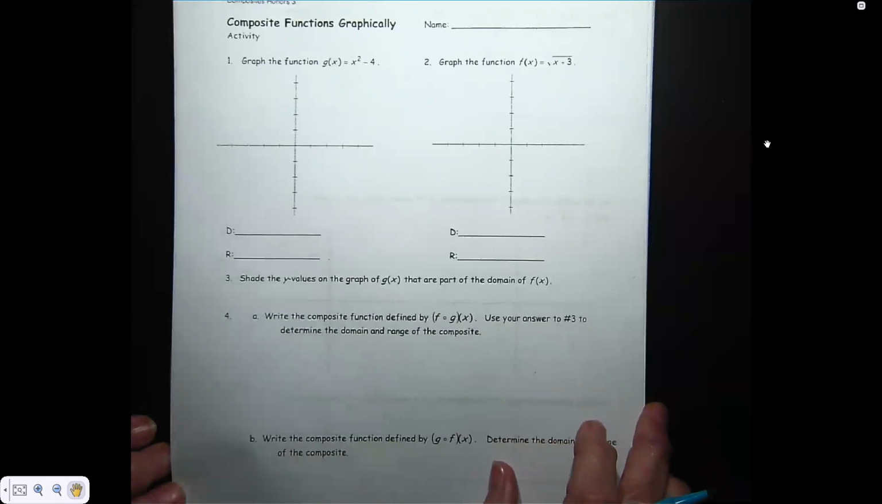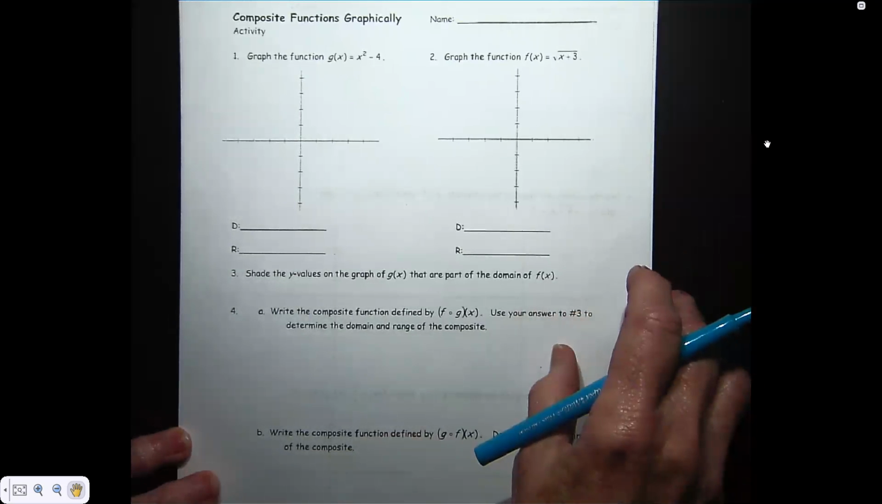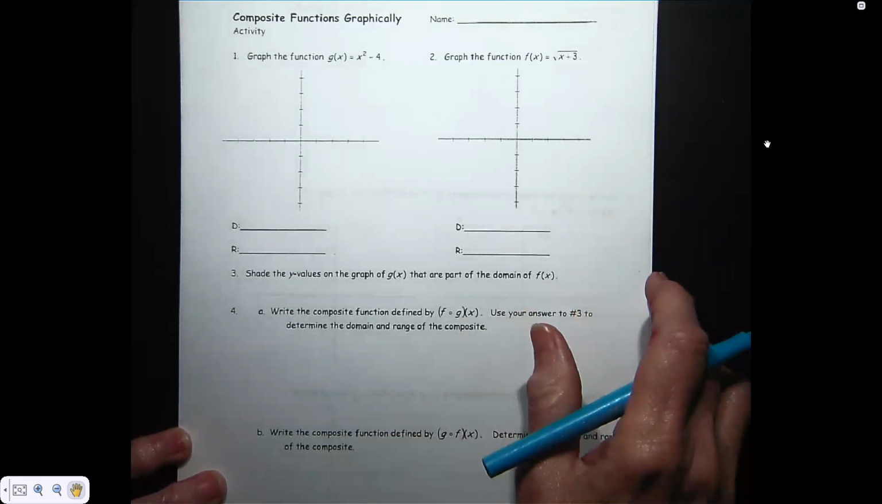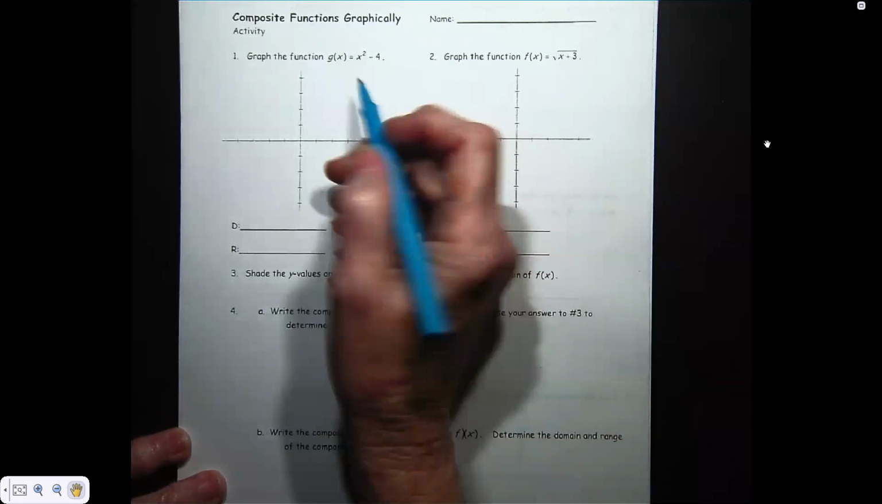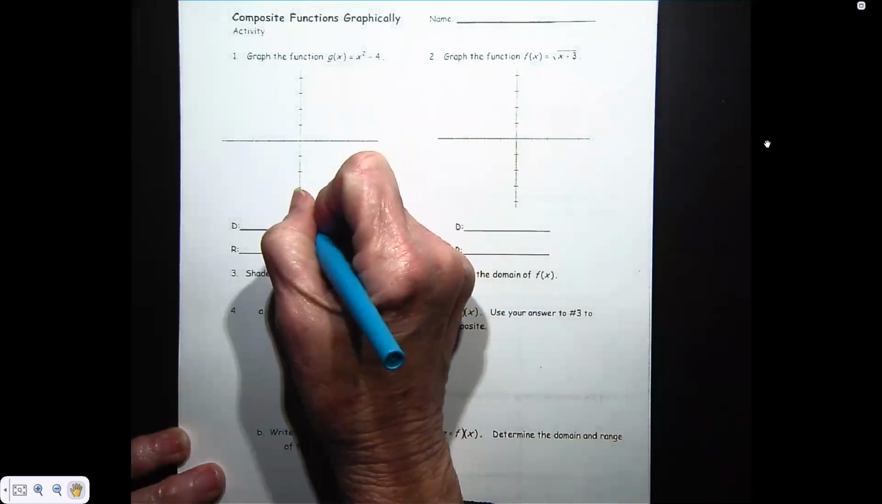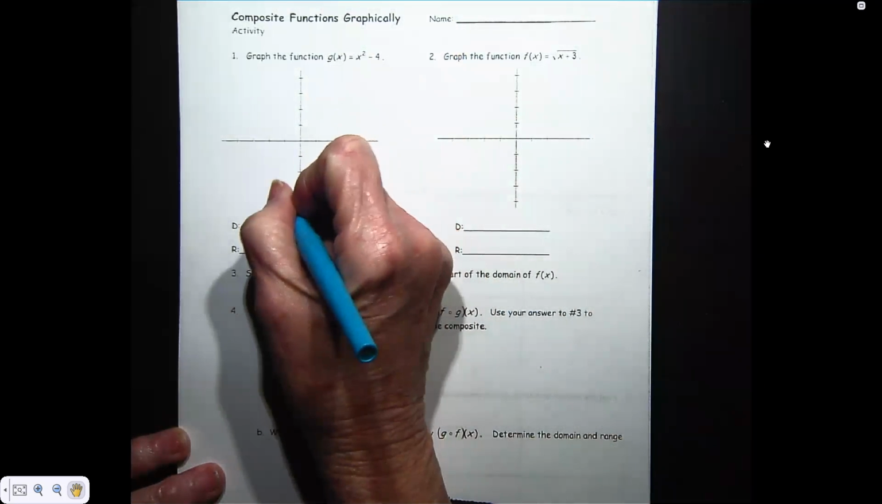Hi guys, today we are going to take a little bit of different approach to finding the domain of a composite function. Yesterday we did it algebraically, today we're going to do it graphically. So we're going to graph the function g of x, which is x squared minus 4. So we're going to draw an exact picture of this as much as we can.